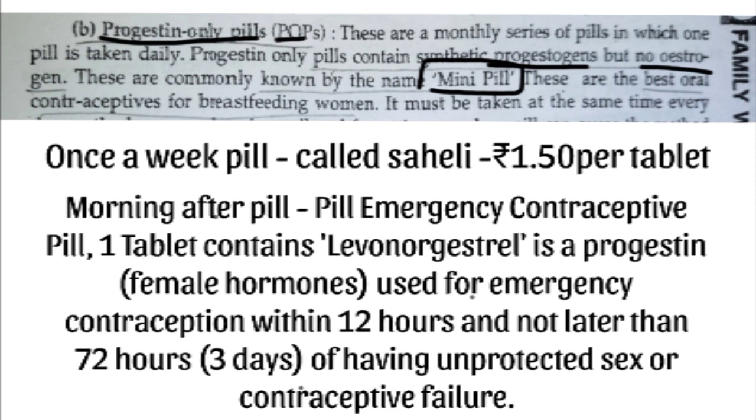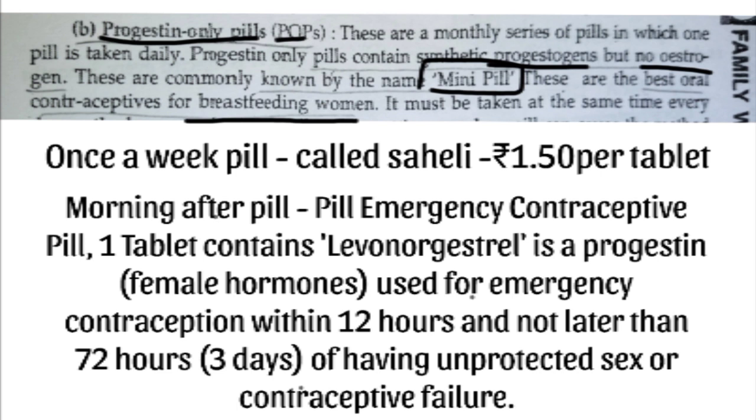And this tablet is contraindicated for breastfeeding mothers, and COC is also contraindicated for breastfeeding mothers, because COC and POP both contain progesterone, and COC contains progesterone and estrogen. If these two hormones, progesterone and estrogen, are present in a woman's body, they will suppress the production of prolactin hormone.